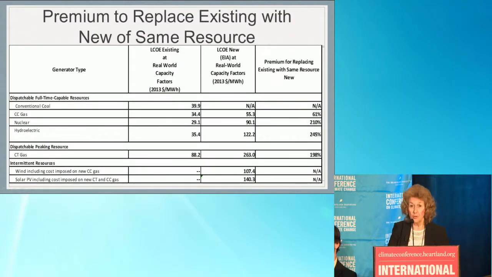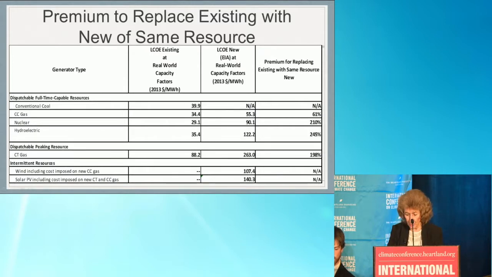Now, this chart shows the comparison between the levelized costs for existing units and those with the real-world capacity factors and the 2015 delivered fuel prices. And for instance, you can see combined cycle gas we found to be 61% higher than the existing units. For nuclear, we found them to be 210% higher. But what we really want you to look at is the existing cost for conventional coal and nuclear, and compare that to the cost that we got for wind and solar.